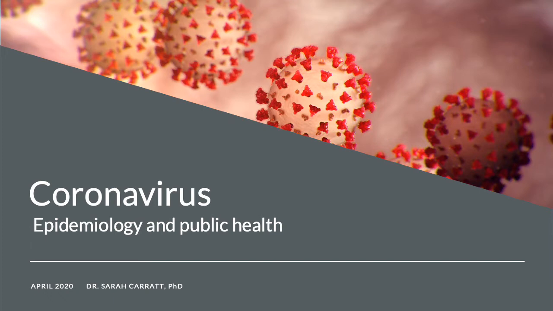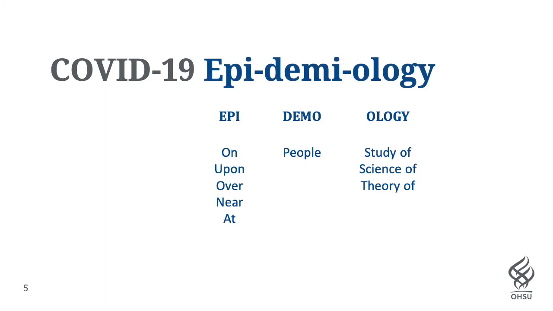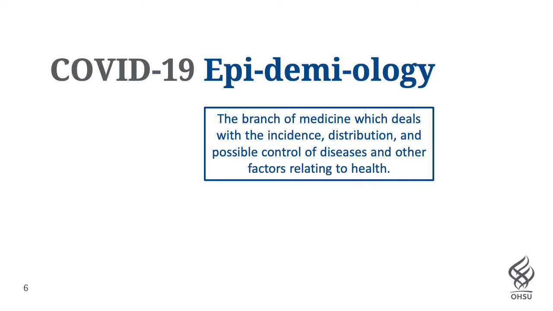With that said, let's begin this talk on COVID-19 epidemiology and public health. To start with, what does epidemiology mean? When you break it down into its roots, epidemiology is really simple. It's the study of people. In the context of medicine, epidemiology deals with the incidence, distribution, and possible control of diseases and other factors relating to health. In other words, epidemiology is the study of the patterns of health and disease. The goal of understanding epidemiology is to reduce the risk and occurrence of negative health outcomes.